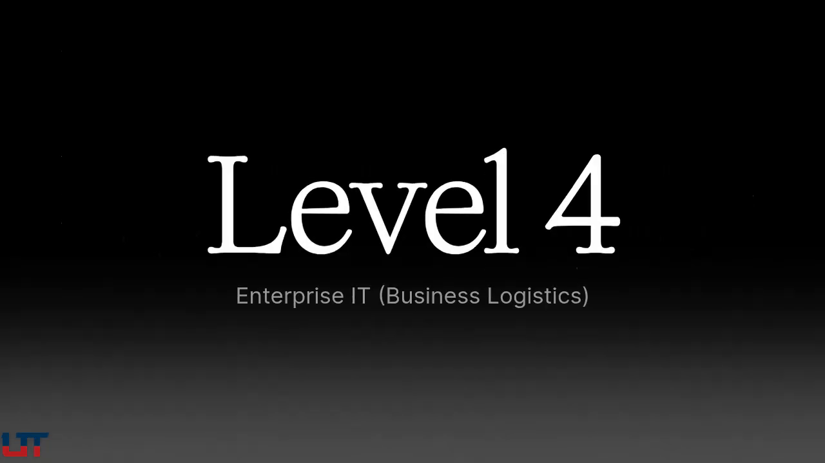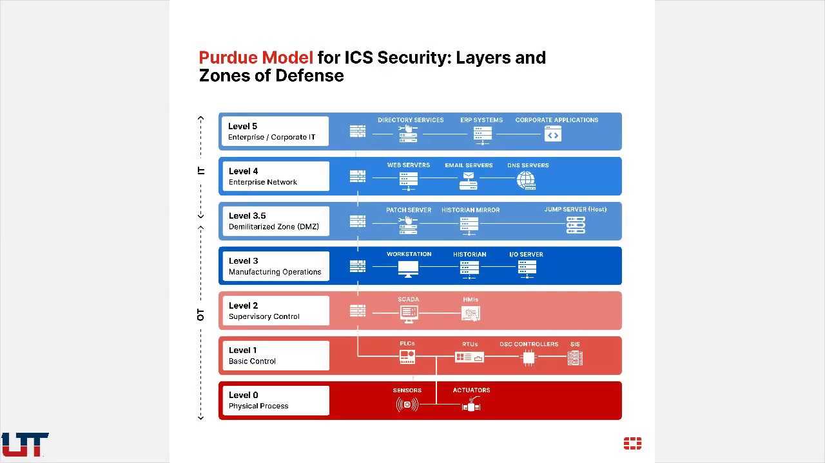Level 4 of the Purdue model is business logistics, the enterprise IT network. ERP systems, email, HR applications, financial systems, and corporate business systems all would be in this level. This is the environment that most IT security teams are primarily responsible for. Level 4 has the largest attack surface in the organization. More users, more software, more external facing services, more email, more web browsing, more potential entry points.